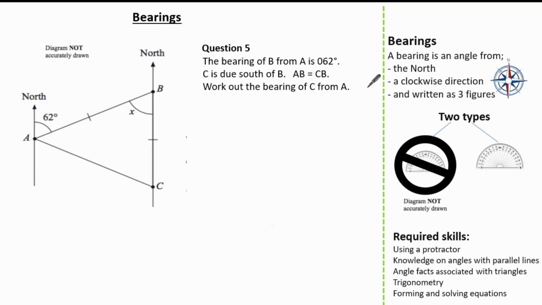Now let's have a look at a slightly harder question. Once again, the diagram's not drawn accurately, so we know we cannot use our protractor. The question states that the bearing of B from A is 62 degrees. C is due south of B. In other words, we know we have a straight line. We're asked to work out the bearing of C from A. See if you can give it a go and press pause if you need.